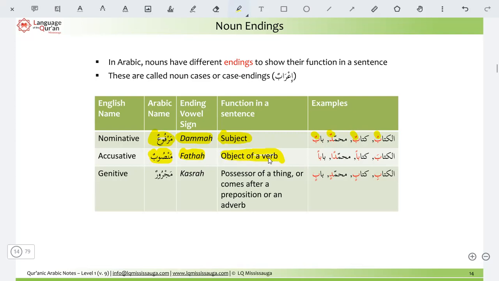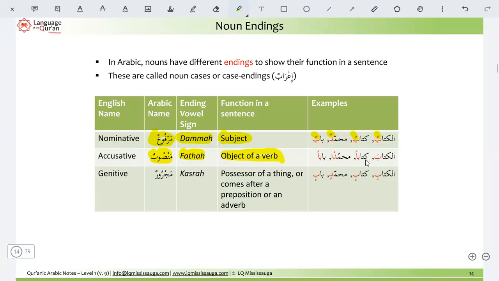Because it is the target of the action, that's why we call it maf'ul bihi. And it is always in the accusative case. When there is a noun that is the target of the action or the object of a verb, then it will be in the accusative case, mansub. And at the end of the noun, there will be fatha.